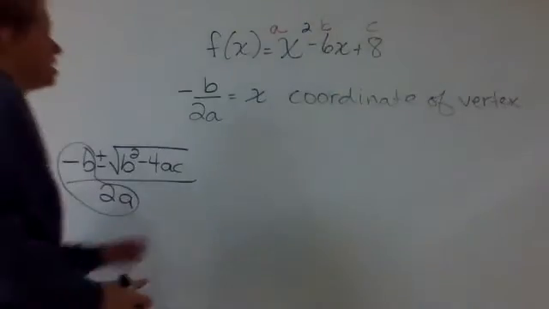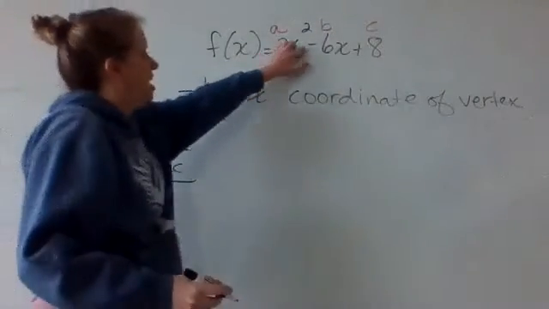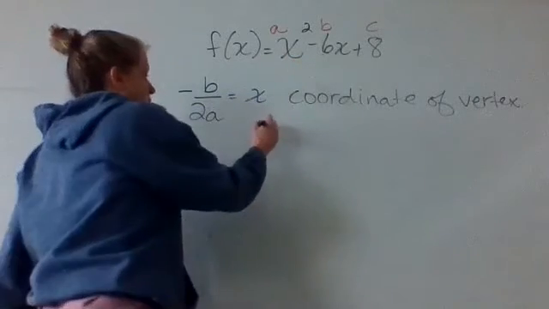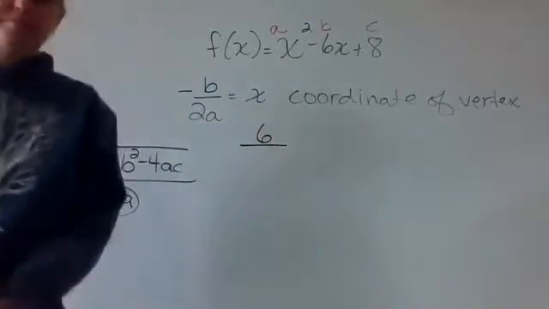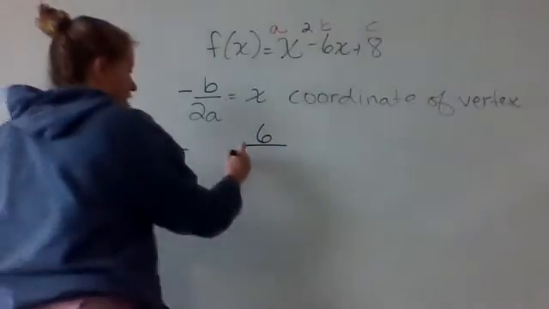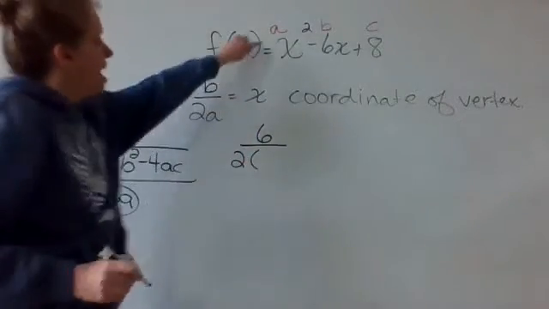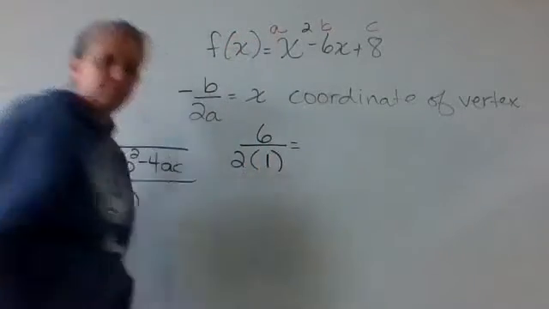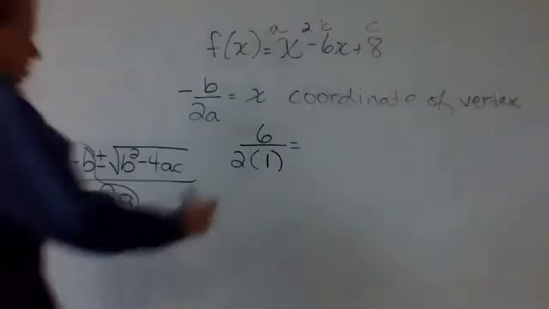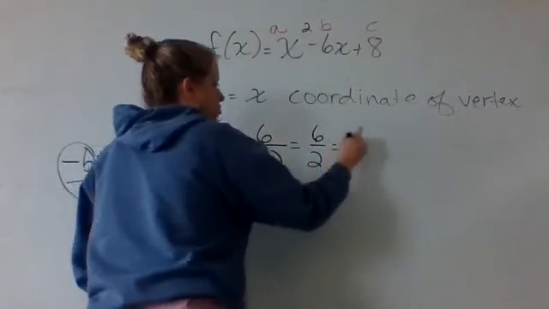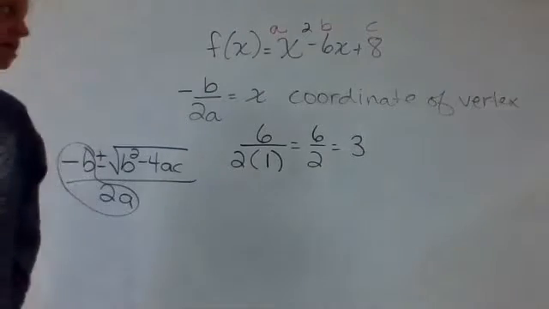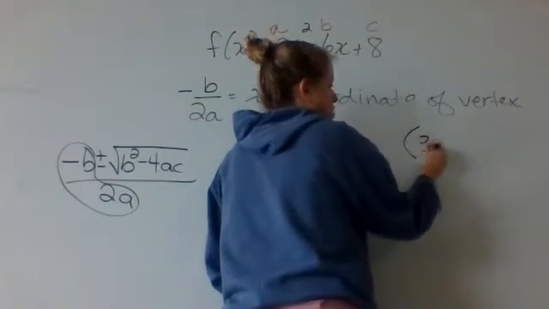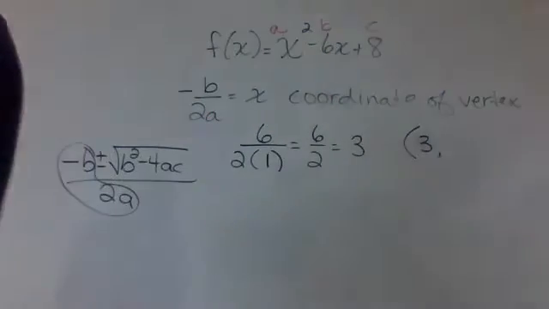So let's figure out what would be the opposite of B over 2 times A. So here's my B, which is -6, which means the opposite of it would be +6, over 2 times your A. Well, your A is the number in front of x squared, and since I don't see it, that means it's a 1. So let's see what that gives me. It gives me 6 over 2, which is 3. So I'm halfway to finding what my vertex is. I know what the x coordinate is. I know that it's +3.